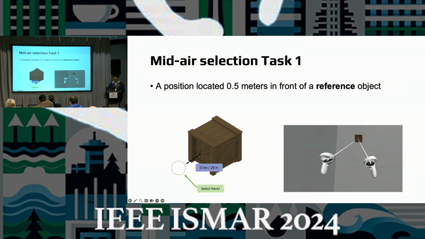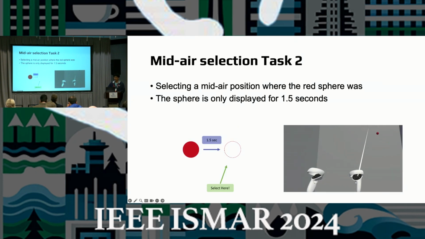And to evaluate our techniques, we designed 2 types of midair selection tasks. The first one is selecting a midair position in front of an object. A participant has to select 1.5 meters in front of the box object with a given technique. And the second task is selecting a midair position where an object was. In this task, a red sphere is shown, and this sphere disappears after 1.5 seconds. So a participant has to select the position after the red sphere has disappeared.